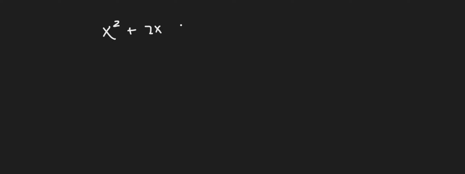x squared plus 2x minus 15. So again, we have a coefficient of 1, so we can just simply see what numbers multiply to negative 15 and add to 2. Now let's just list options here.